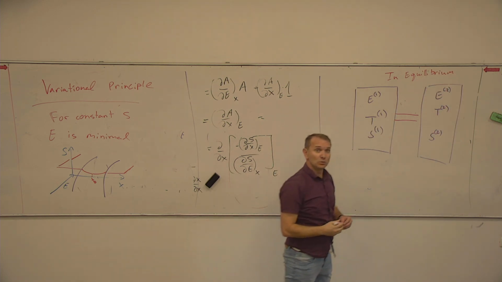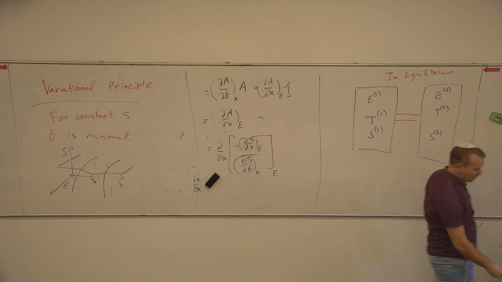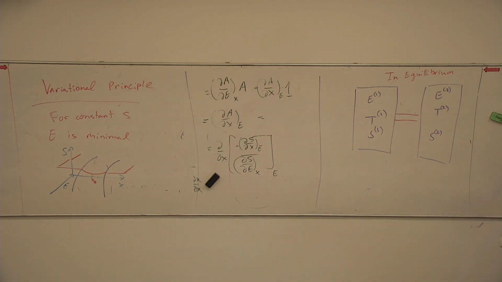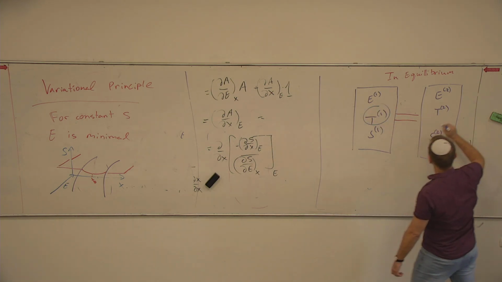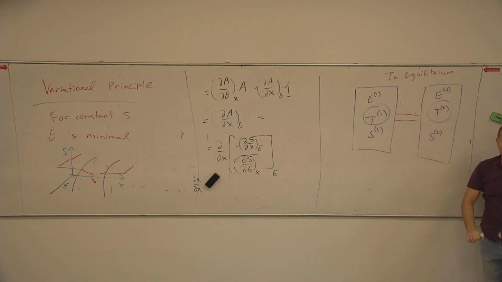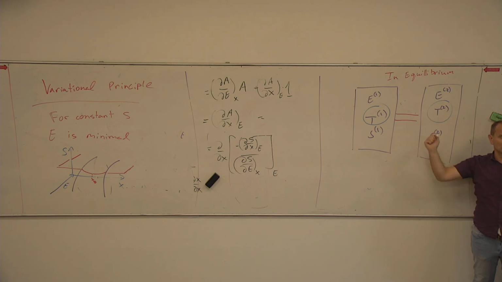Okay. So what happens in equilibrium? Specifically, I want to see how the temperatures T1 and T2 of two systems that are in equilibrium are connected to each other. Is T2 larger than T1? Is T1 larger than T2?